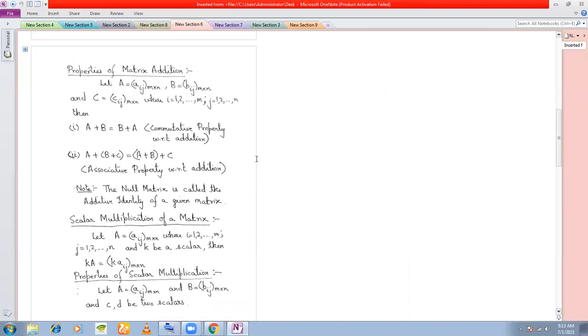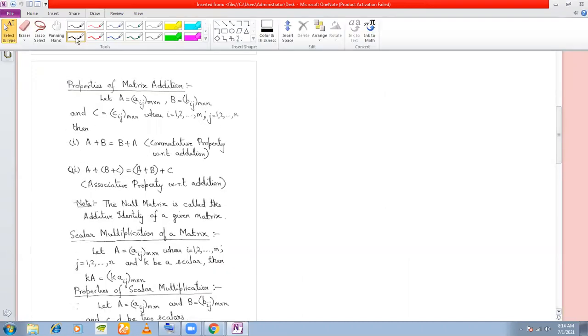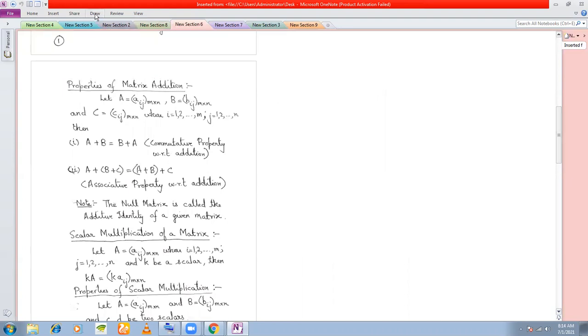This is matrix addition and scalar multiplication. These are the properties of matrix addition. Just remember these properties. Matrix addition is commutative: if you add two matrices, A plus B is the same as B plus A. Matrix addition is associative: A plus (B plus C) is the same as (A plus B) plus C. This is also important: the null matrix is called the identity matrix of any matrix. Any matrix that you get, the null matrix will be the identity matrix of that particular matrix.